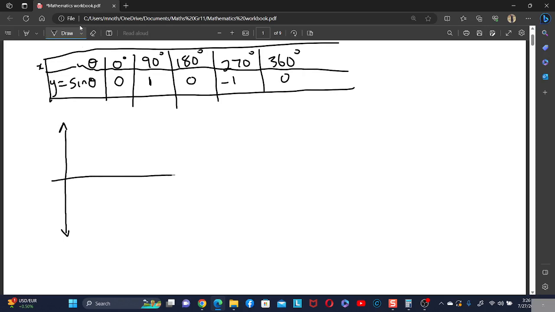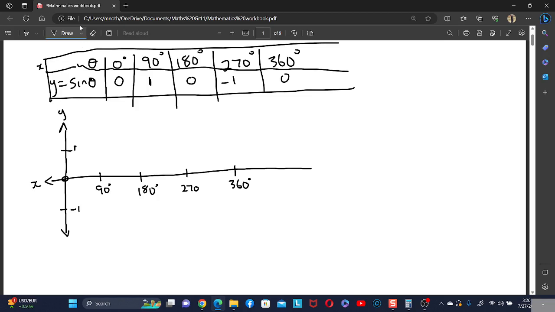Okay, so this is the Cartesian plane. It is 0, 90, 180 degrees, 270 degrees, and then we have 360 degrees. Now, for 0, it is 0, meaning this is going to be here in the origin. These are the y values and x values. And then for 90, it's 1. Yes, it's 1 here and negative 1.